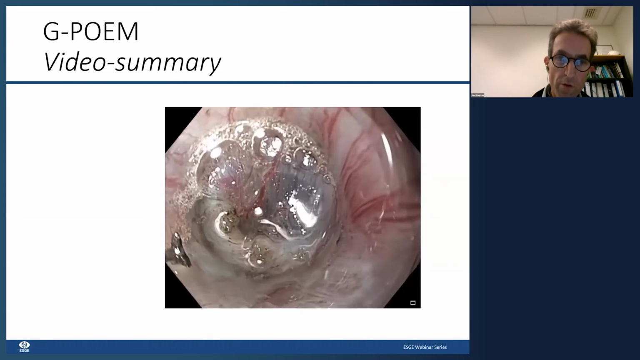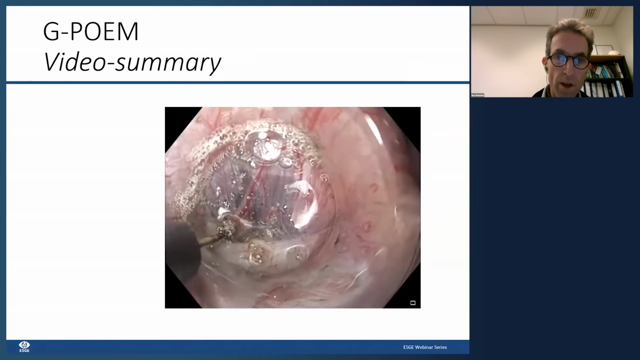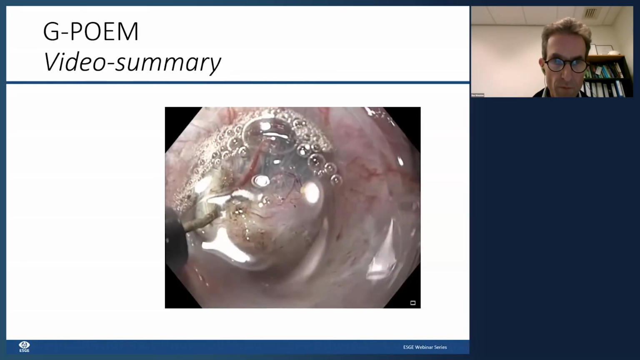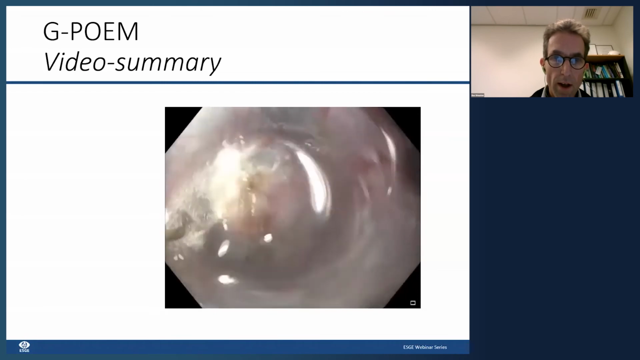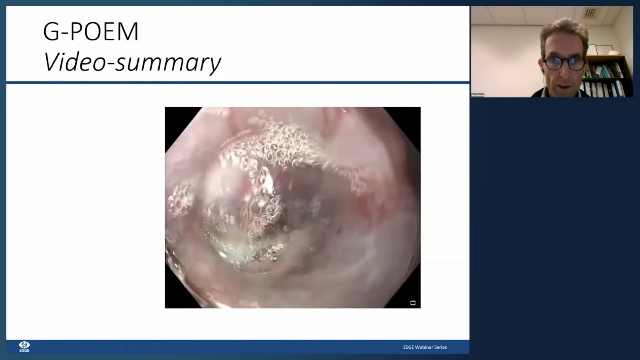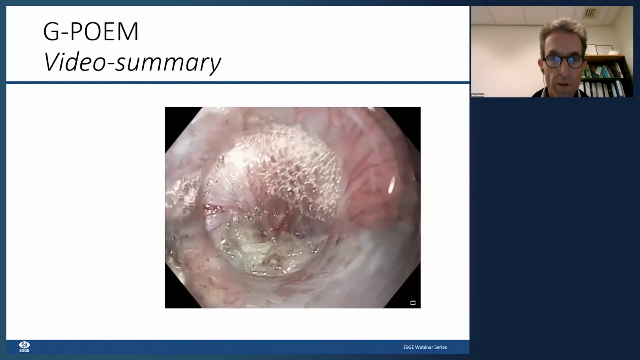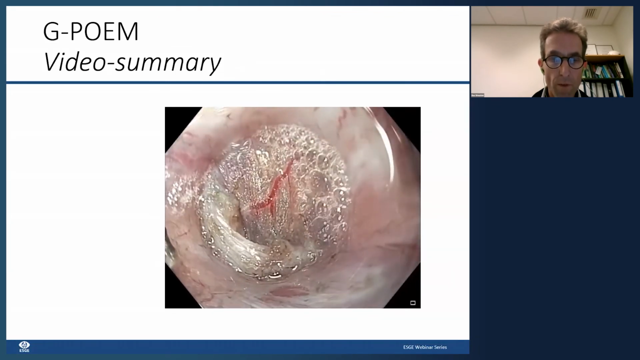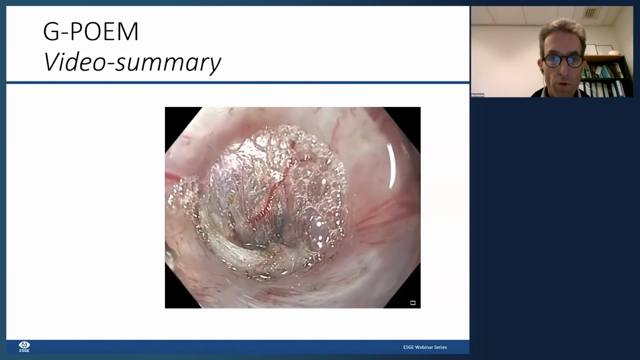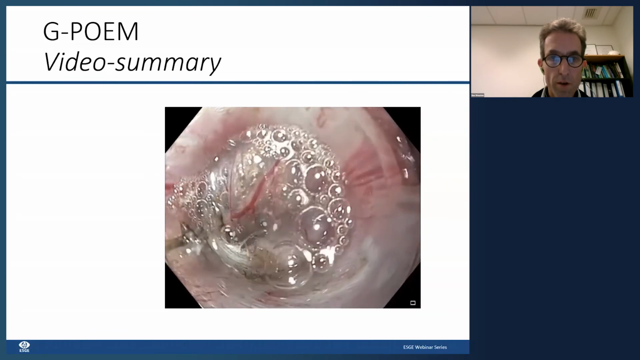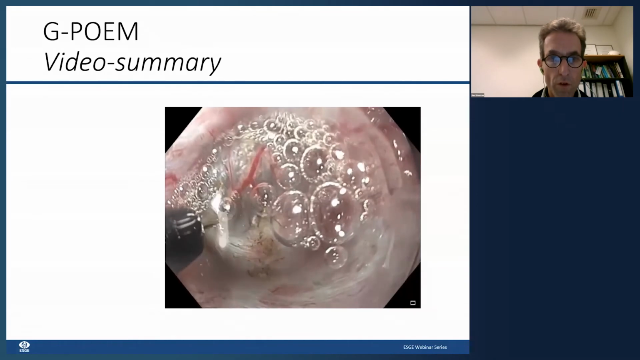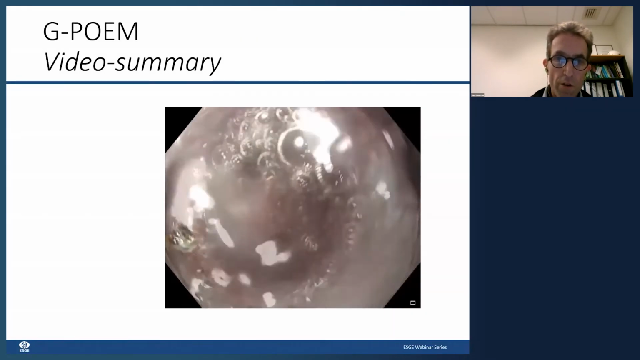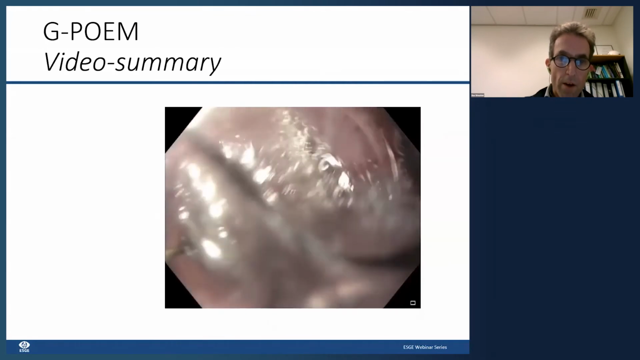If you have the right direction in your tunneling, it is not easy to miss the pyloric arch. So it's always visible. And once you've reached the pyloric arch, this is where it's all about. It is the transection of the pyloric muscle. And if you perform a J-POEM, of course, you should do it rigorously. So it really should be a complete myotomy. Otherwise, all your efforts are in vain.